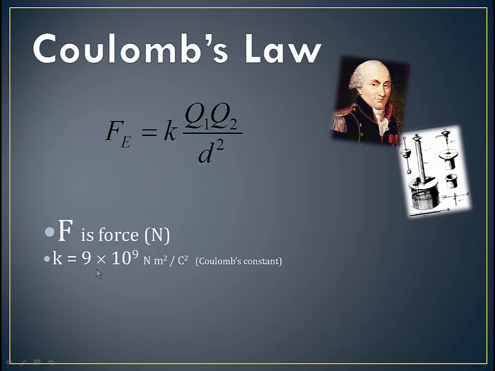And notice the Coulomb constant is a very large number. 9 times 10 to the 9th is 9 billion. So the electric force is very strong relative to, say, gravitational forces. Q1, Q2 is the amount of charge present on each object, measured in coulombs, named after Charles Coulomb. And then finally, d is the distance between the charges, measured in meters.